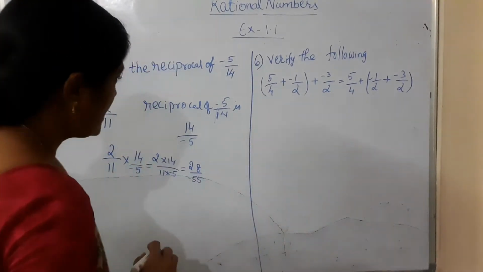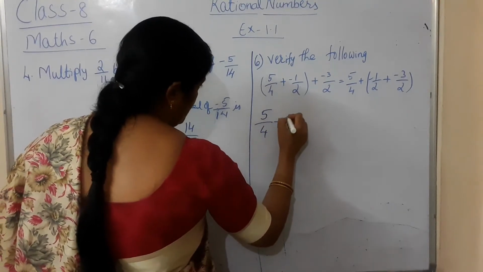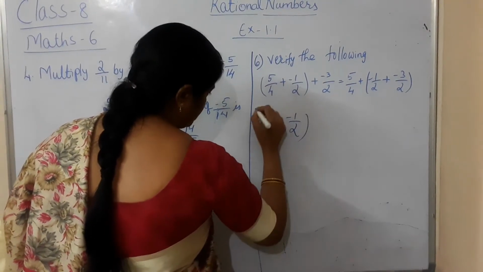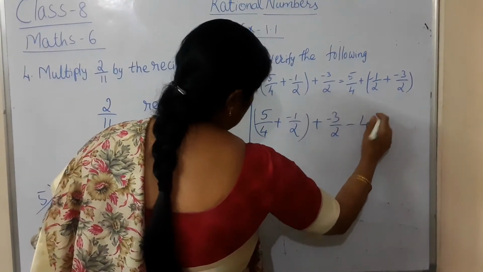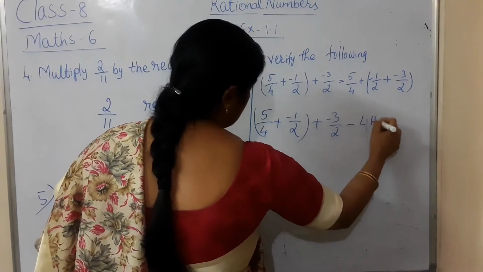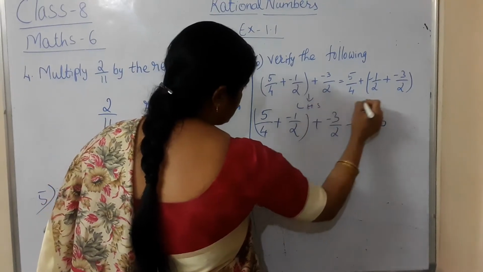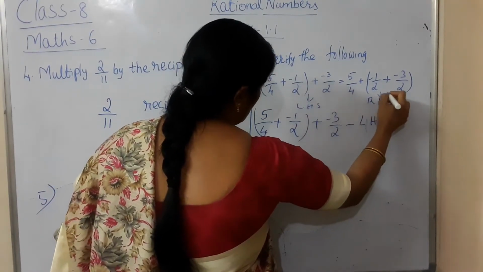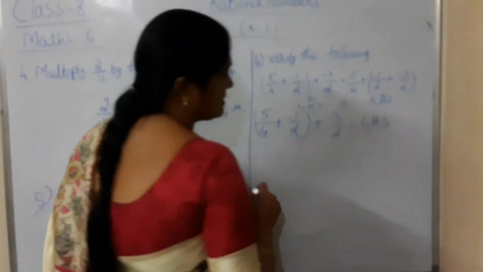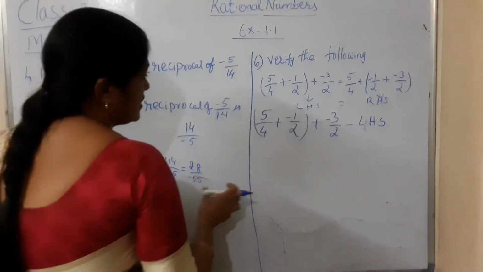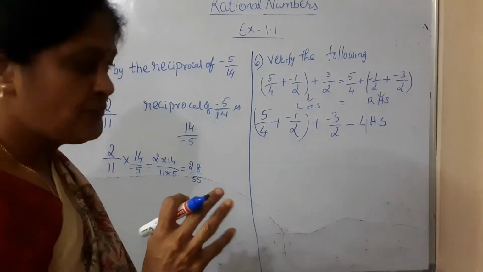Sixth one. Right there. 5 by 4 plus of minus 1 by 2 plus of minus 3 by 2 is our LHS, left hand side. And what is this? This is our right hand side. This is LHS and this is our RHS. Now what we'll do is, he is asking us to verify whether our left hand side is equals to our right hand side. So what we'll do is, first we'll solve our left hand side and then we'll solve the right hand side and check whether they both are same or not.